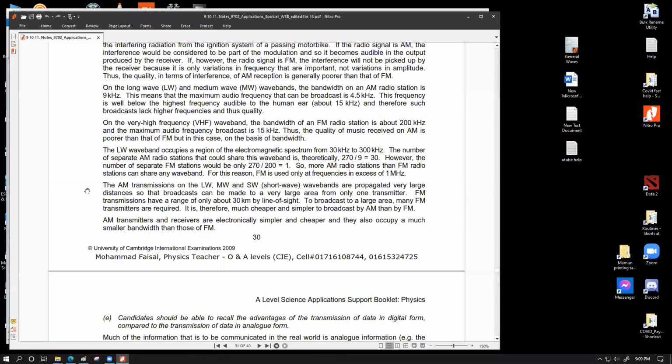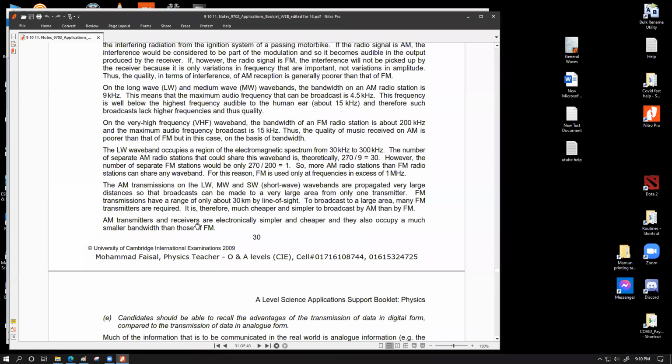The last paragraph says AM transmissions and receivers are electronically simpler and cheaper, and they also occupy a much smaller bandwidth than those of FM, which means the devices you're going to buy for AM are even cheaper compared to FM. So it's another advantage of AM.